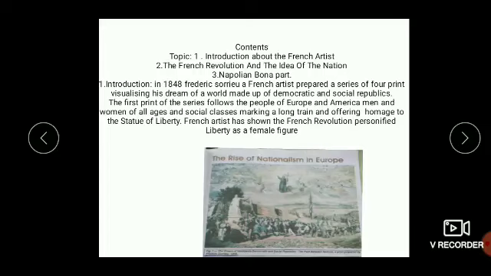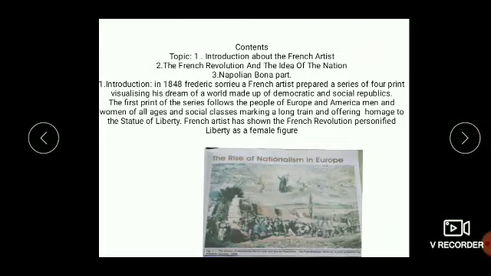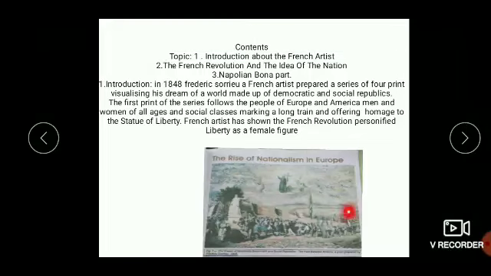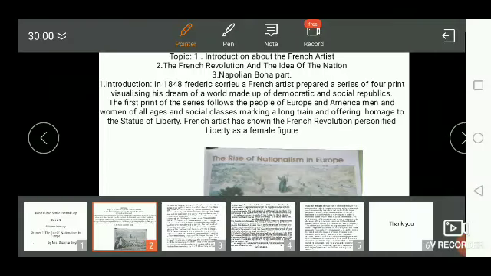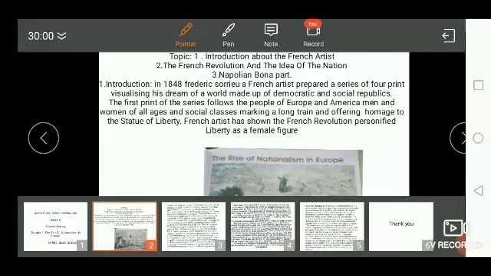The French artist has shown, as in the French Revolution, liberty personified as a female figure. In this picture, which has been made by the French artist Frederic Sorrieu, he has shown people of America and Europe. They are going like a train to give homage to the Statue of Liberty.